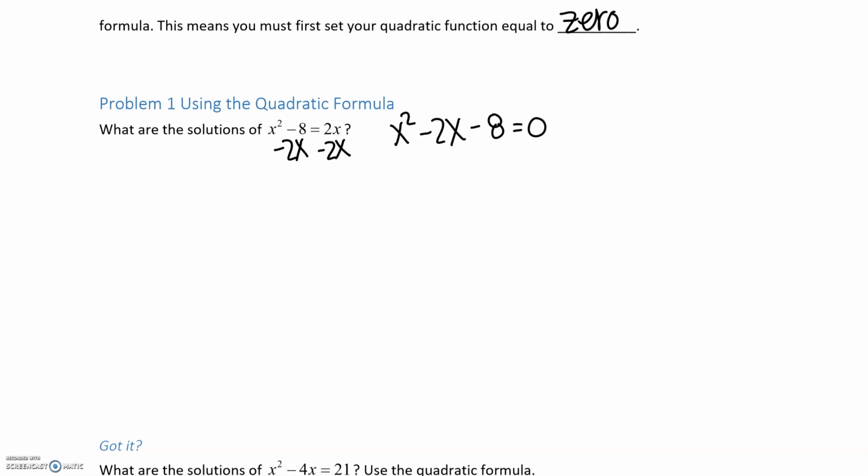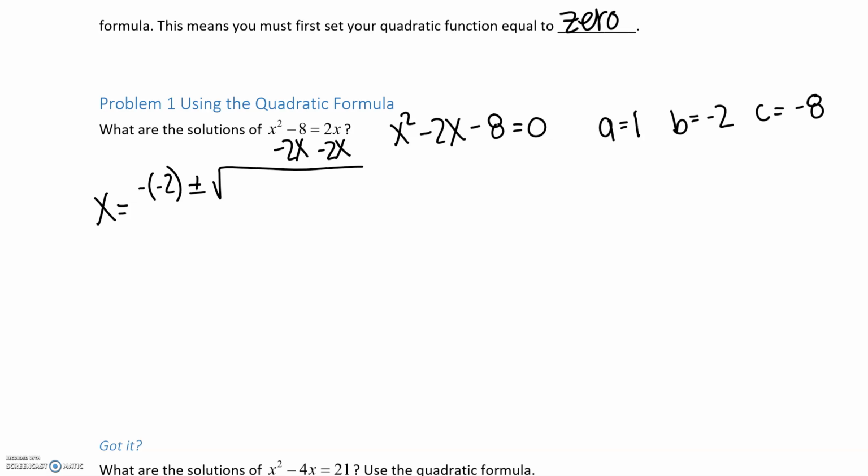So we want to figure out our a, b, and c. Our a is just going to equal 1 because there's an invisible 1 right there. Our b is going to equal negative 2. And our c is going to equal negative 8. So we're going to plug it back into that formula again, which is x equals negative b, so negative of that negative, plus or minus the square root of b squared. So we've got negative 2 squared in parentheses, minus 4 times a times that c, which is negative 8, all over 2 times a, which is 1.